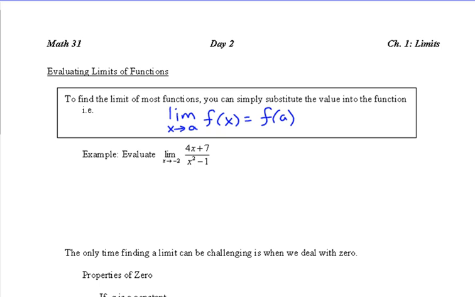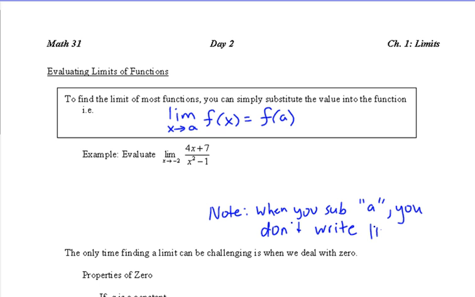So let's try the next guy. Let's just sub it in. Now, it's important to note, once you sub in the value, you don't write limit anymore. This is a common mistake. Once we sub, we don't need to write limit because we're actually evaluating the limit now. You don't write limit anymore.